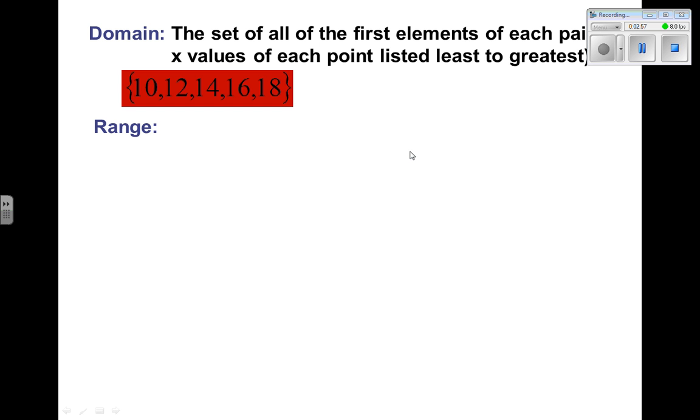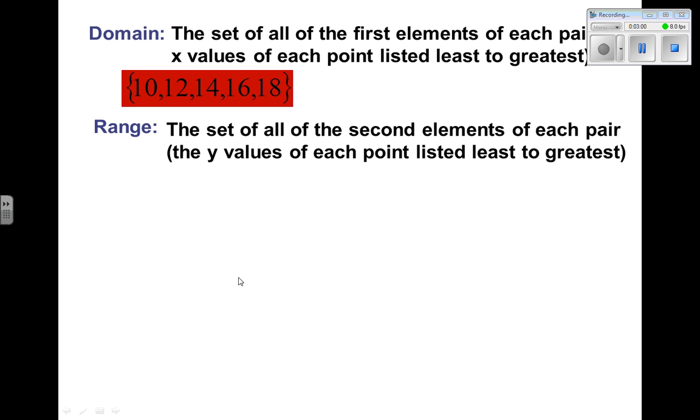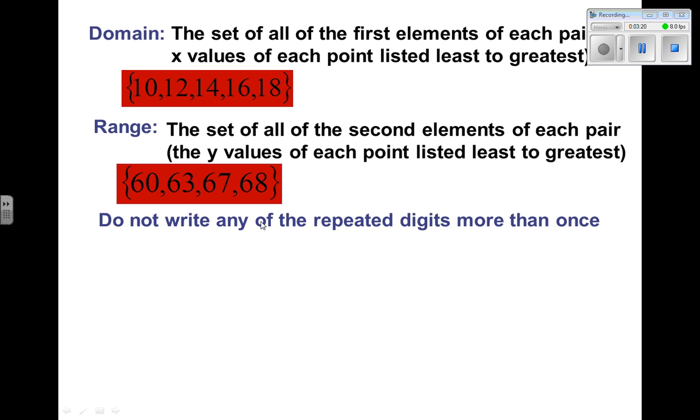Next definition is range. And it is the set of all of the second elements of each pair. For example, it's the y values of each point, again listed from least to greatest. So I took all of her heights, 60, 63, 67, 68, and I wrote them inside the set of braces. Notice that I have only listed 68 once, and that's because she's going to be 68 forever, so there's no use repeating that number, so it only gets written once. In other words, do not write any of the repeated digits more than once. Very important rule.